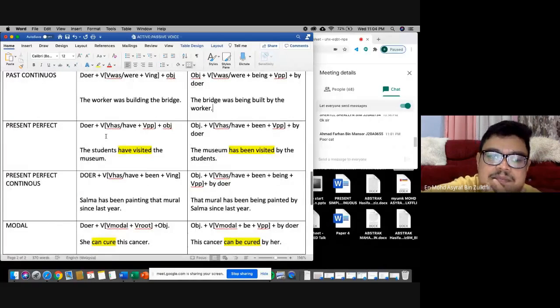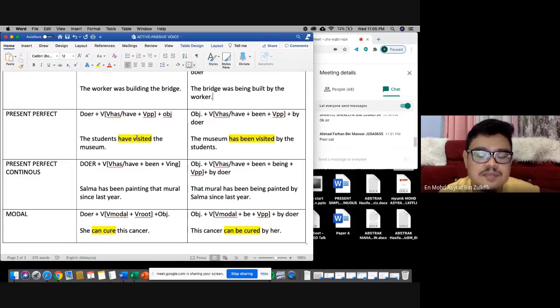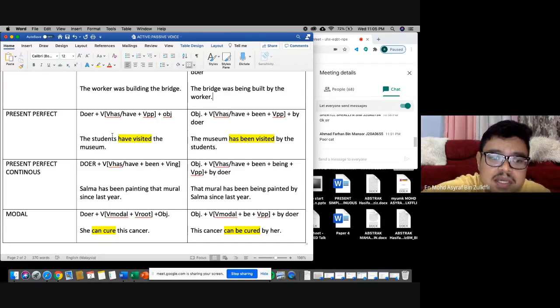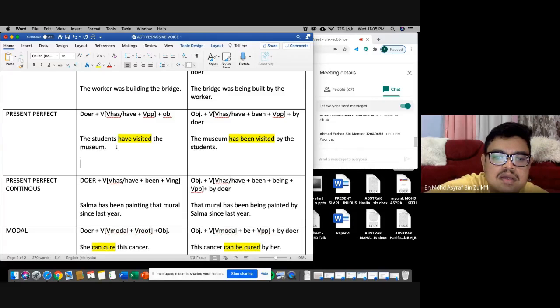Now, the present perfect. For the present perfect, the doer, verb to have, and verb with past participle plus object. And present perfect is a bit complicated. Is it complicated? Complicated lah, right? Because in the active voice, you already have to use the past participle form of the verb, right? The students have visited the museum. Right, so for the passive voice, this is the formula. Verb has or have been. You have to add been and you have to add the past participle of the verb. The students have visited the museum. The museum has been visited by the students. Okay.